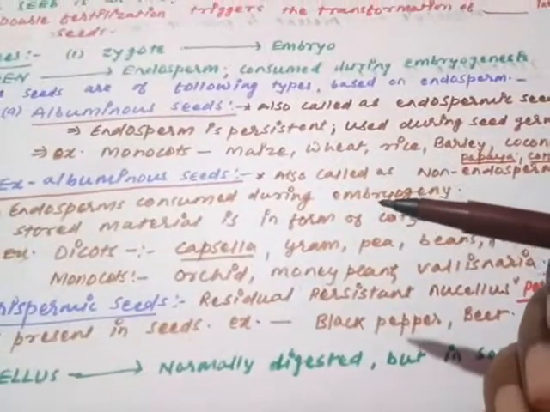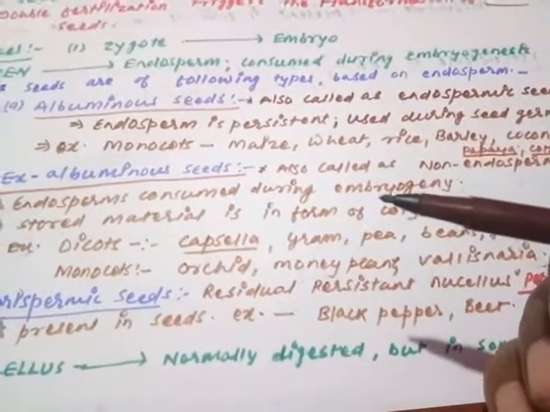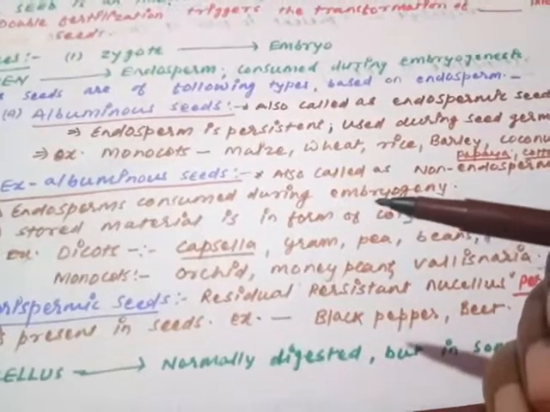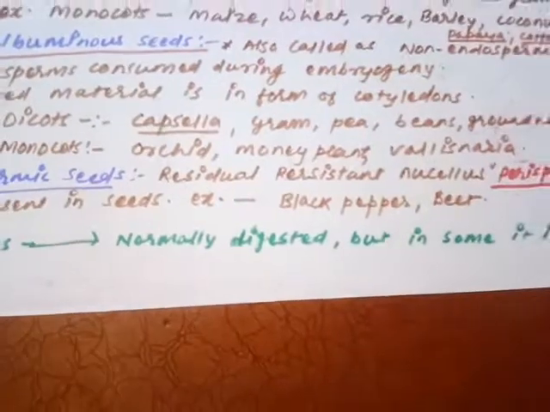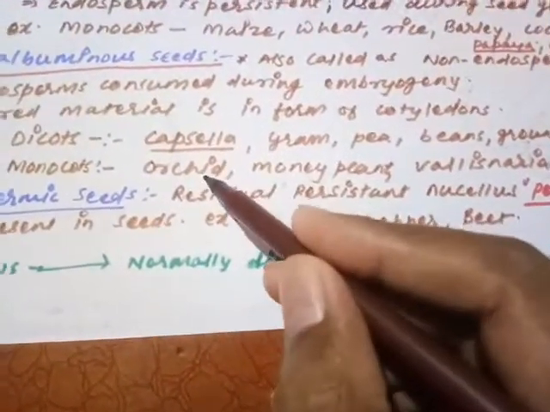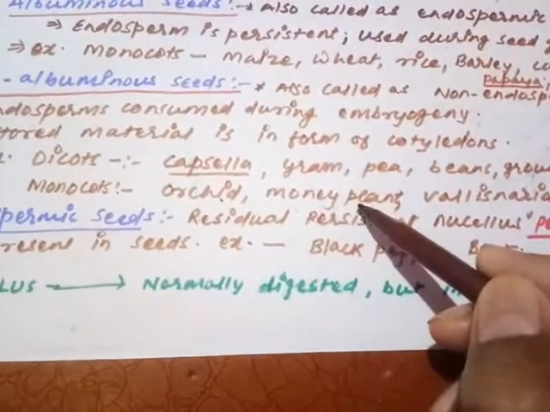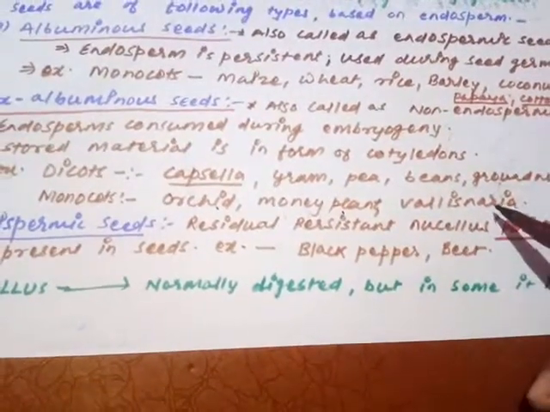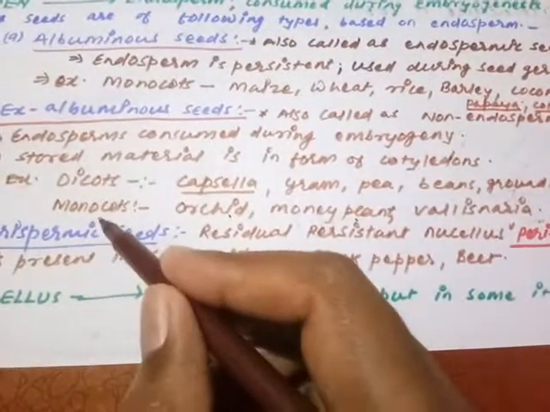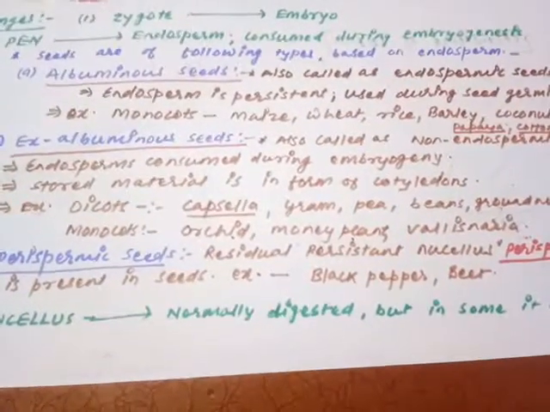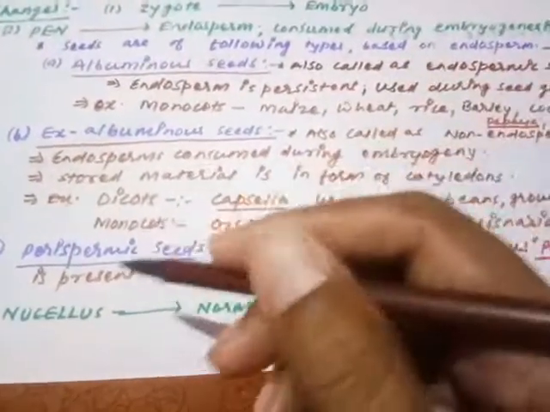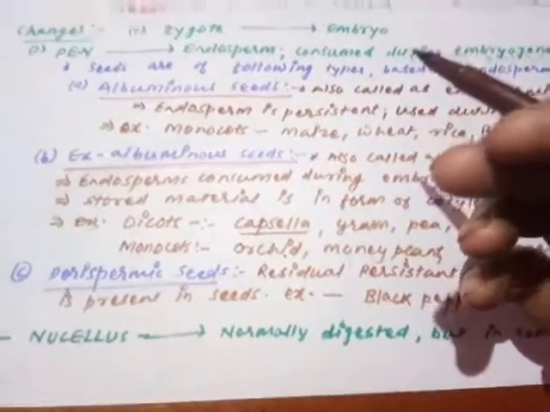But here also, as in the albuminous seeds, where some dicots are reported, some monocots are reported with ex-albuminous seeds. What are those? Orchids, money plants, Vallisneria. These are monocots having ex-albuminous seeds, meaning their endosperm is consumed during the embryonic development.